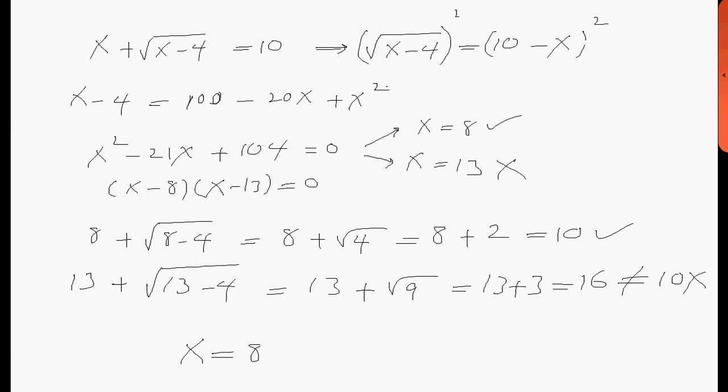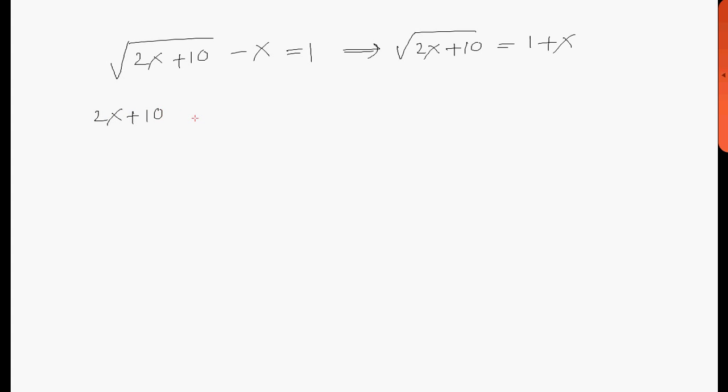Okay, let's look at another example. Radical 2x plus 10 minus x equals 1. Moving x to the other side, I get radical 2x plus 10 equals 1 plus x. I raise both sides to the power of 2. This gives me 2x plus 10 on the left side and x squared plus 2x plus 1 on the right.